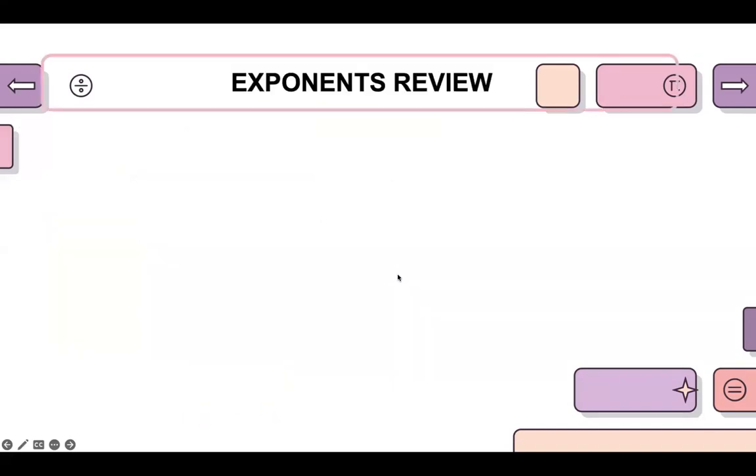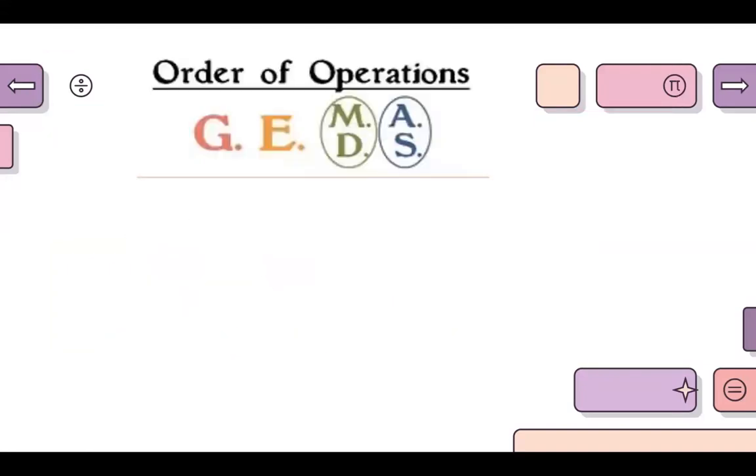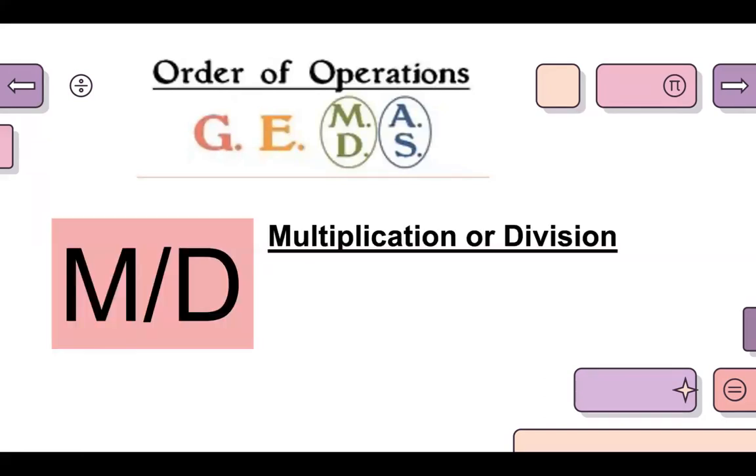So after E, we're done with this, we have M or D. M or D stands for multiplication or division. You need to do the left first. So if the equation starts with multiplying, then you multiply first. If the division is the start of the equation, then you divide first.